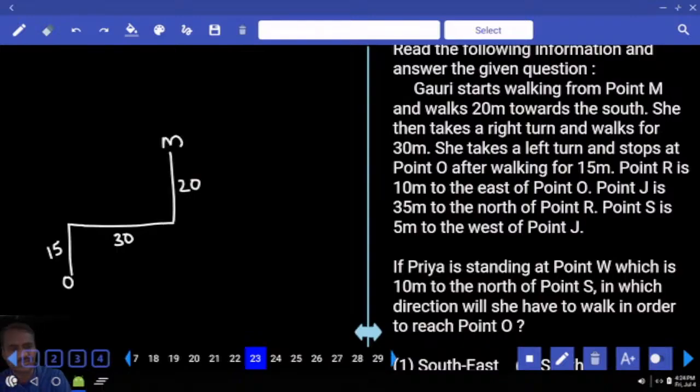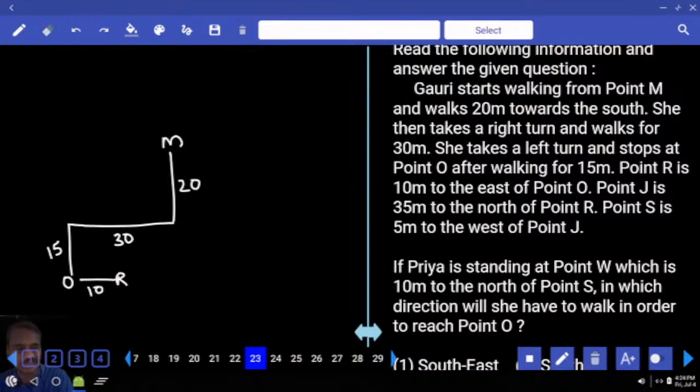And point R is 10 meters to the east of O. And where is this R? R is 10 meters to the east of O. East of O means R is here. Now the distance between these two is 10 meters.